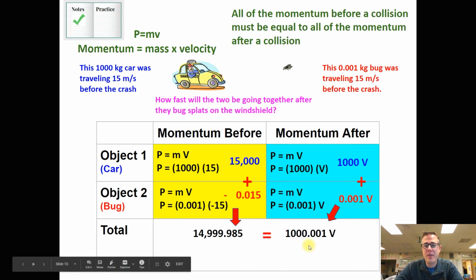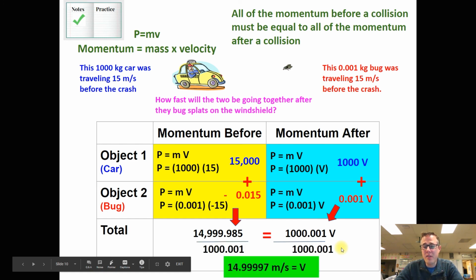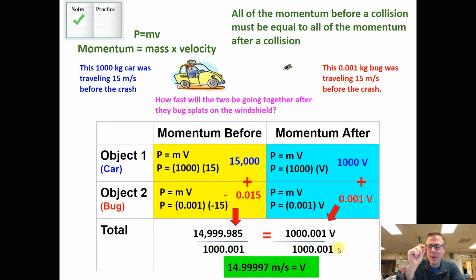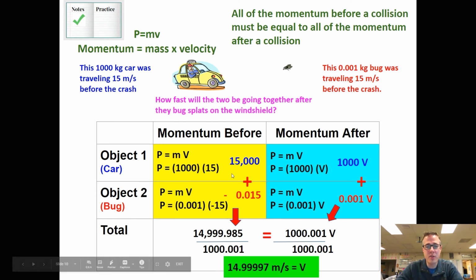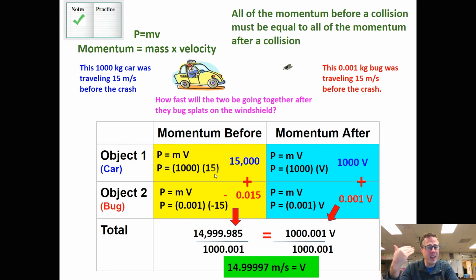Now we have to divide to get rid of this multiplication problem. And when we do that, we find out that the velocity of the two things is just a teeny tiny little bit below 15, which is what the car was at when it was going. And hopefully that makes sense. When a car crashes into a bug, its velocity is hardly going to change at all because the bug is so little.